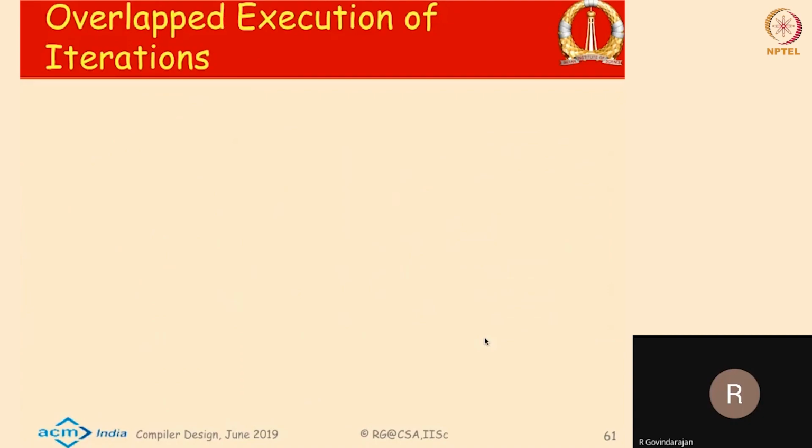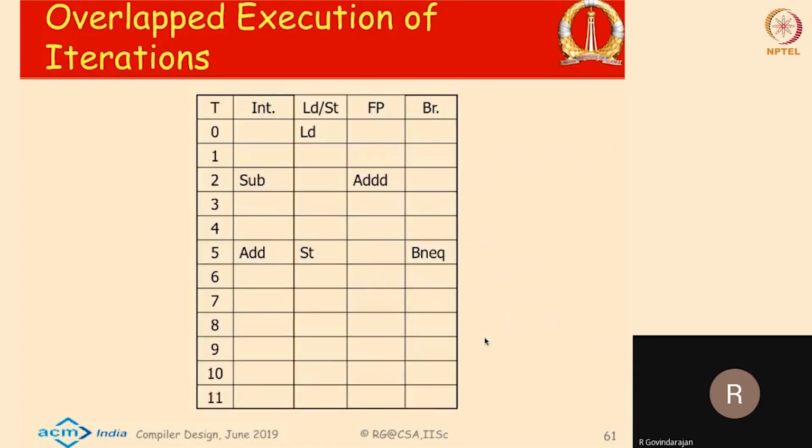Of course, you could have unrolled it 5 times and you could have got the schedule that I showed earlier, but let's see whether we can do it in a different way. So this is basically scheduling of 1 iteration, and we have scheduled it in 6 cycles. Now the question is, when should we start the execution of the next iteration? If you are not overlapping, of course, the next iteration can only start from cycle 6.